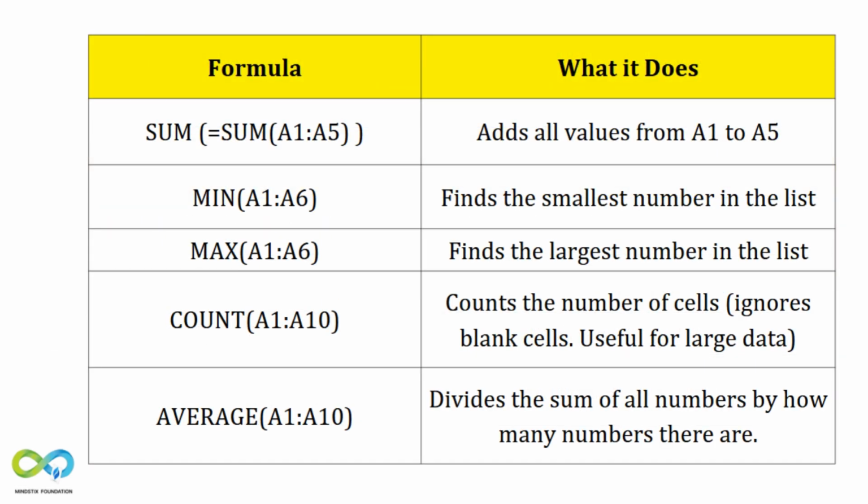The SUM function adds up multiple cells, like =SUM(A1:A5). The MIN function finds the smallest value in a range. The MAX function finds the largest. COUNT counts how many cells have data, ignoring blank cells. AVERAGE adds all numbers and divides by how many numbers there are.